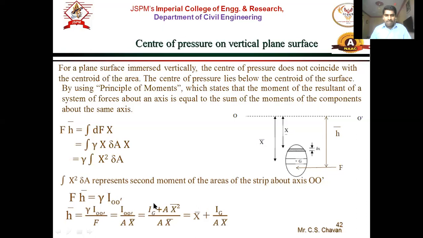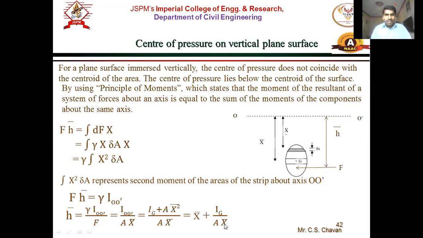So with this you can find the position, the depth h bar at which the total pressure force acts, right? So the h bar will always lie below the x bar. So x bar plus this much will be the addition to x bar, that is Ig upon A x bar. Getting? So this is the center of pressure for a vertical plane surface.